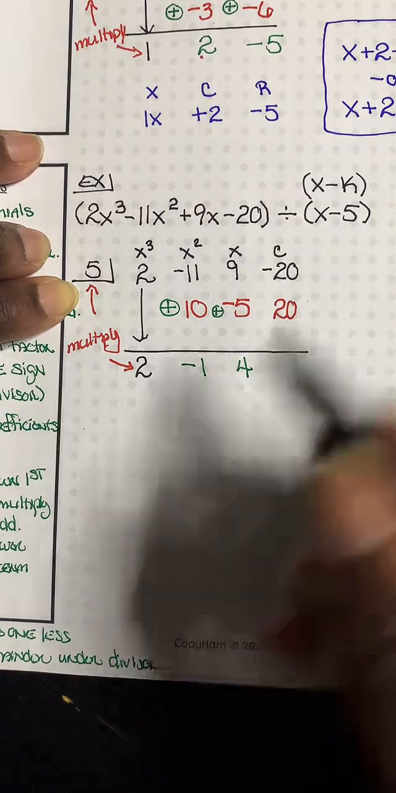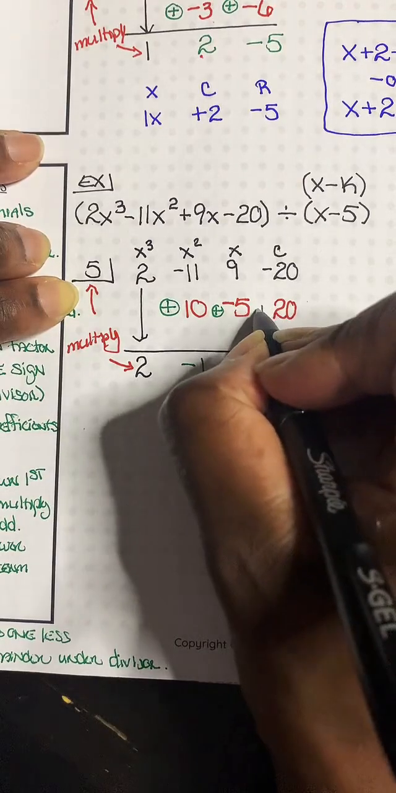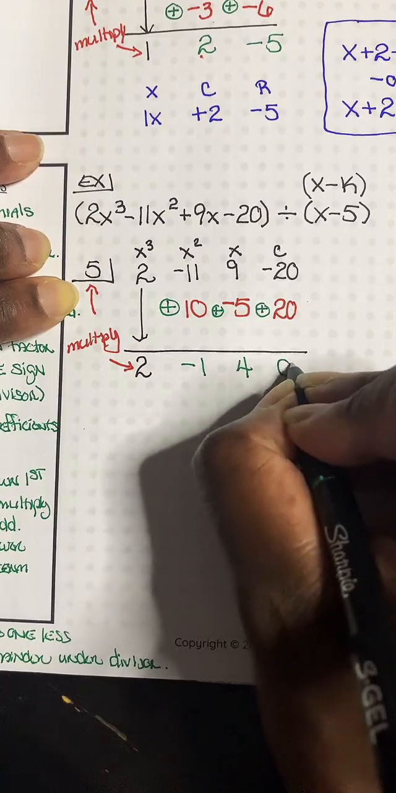And now we have negative 20 plus, because remember, we're adding these, a positive 20, that will give us 0.